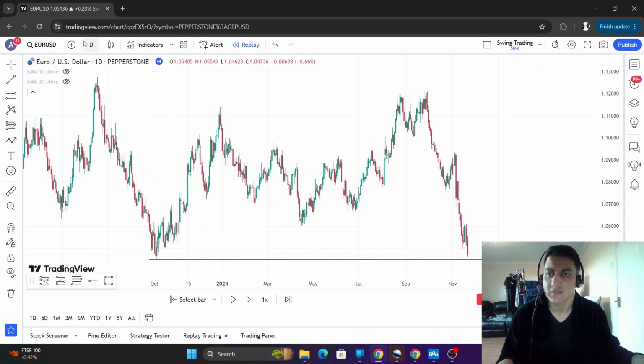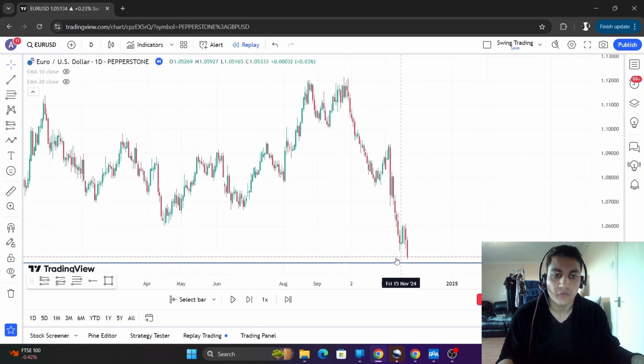Lots of lows here on the daily chart on Euro. There are billions and billions worth of stop loss orders here. And the market will only move for those sorts of orders.